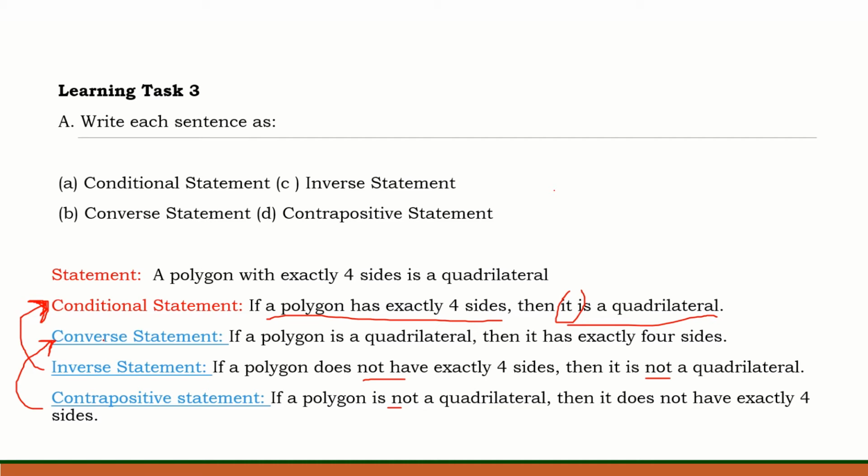Okay, let me repeat. For the converse statement, you just reverse the conditional statement. The hypothesis becomes the conclusion, and the conclusion becomes the hypothesis. For the inverse, you just negate the conditional statement, so you just add no or not. For the contrapositive, you just negate the inverse statement.